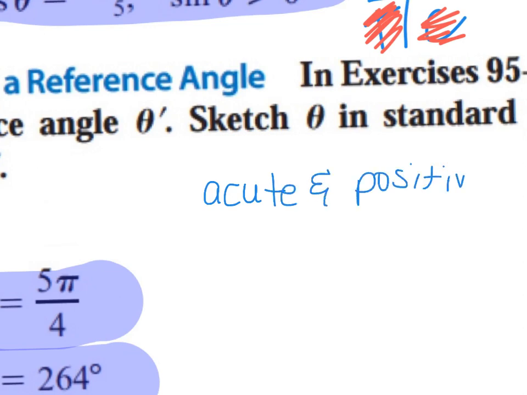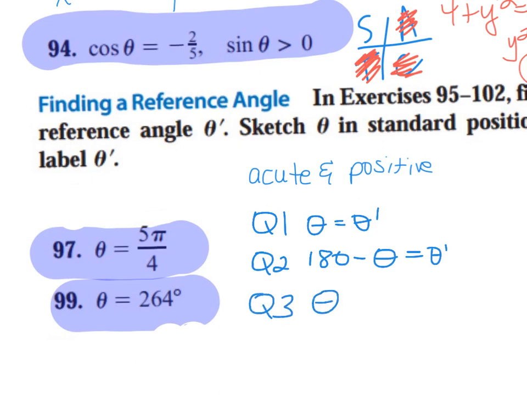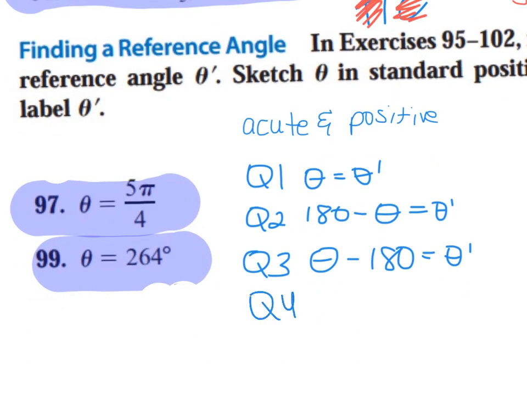So let's go through the rules real quick. If it's in quadrant 1, the angle that's given is the reference angle because everything in quadrant 1 is acute and positive. If we're in quadrant 2, we take 180 minus theta. That gives us our reference angle. If we're in quadrant 3, we say the theta that they give us minus 180 is our reference angle. And quadrant 4 is what? 360 minus theta. Good. So remember, you guys will have a unit circle. So in order to find your reference angle, you can use your unit circle.